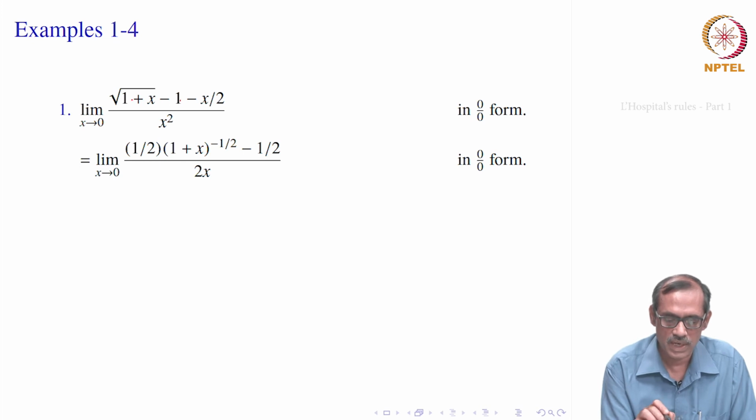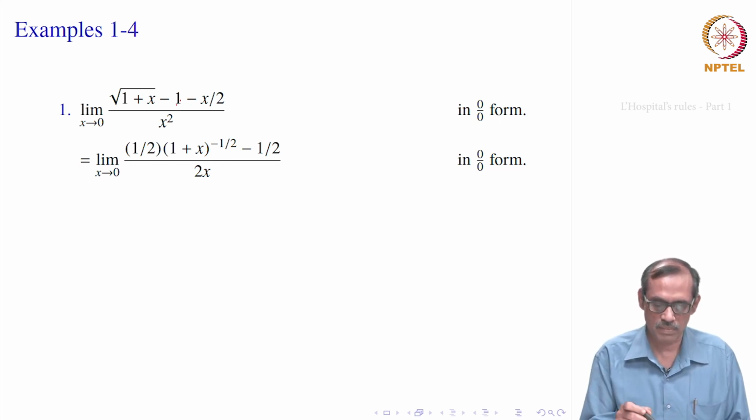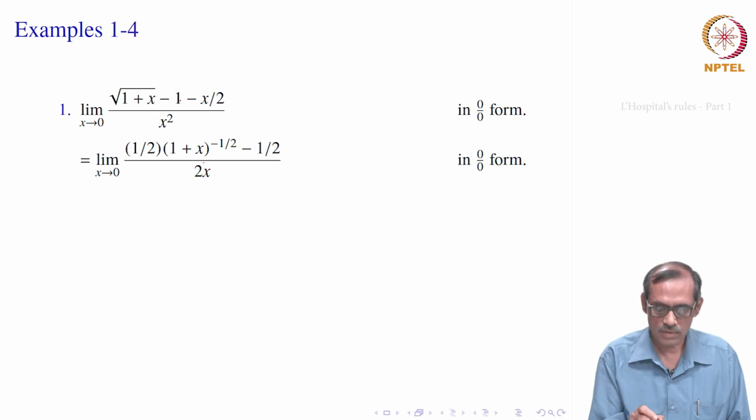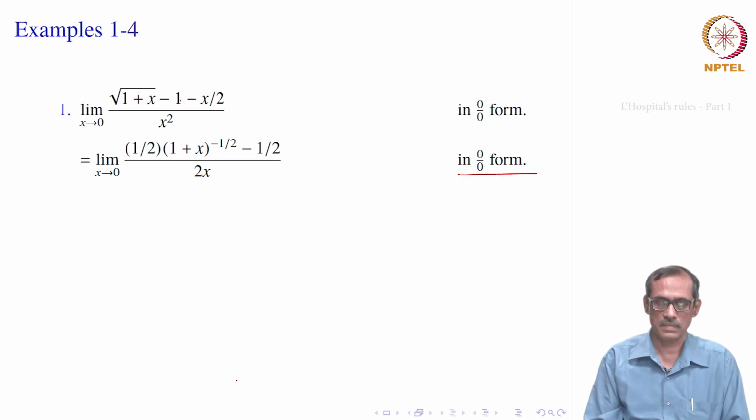Differentiation of the numerator: (1 plus x) to the power half gives half times (1 plus x) to the power minus half, and differentiation of 1 is 0, differentiation of x by 2 is half, keeping that minus sign as it is. That is the differentiation of the numerator, and the denominator gives 2x for x square. Now, can I substitute x equal to 0 here to get the limit? If you substitute, you will get 1 by 2 into 1 minus 1 by 2, that is 0 on the numerator, and on the denominator also it is 0. So, again it is in the 0 by 0 form, right.